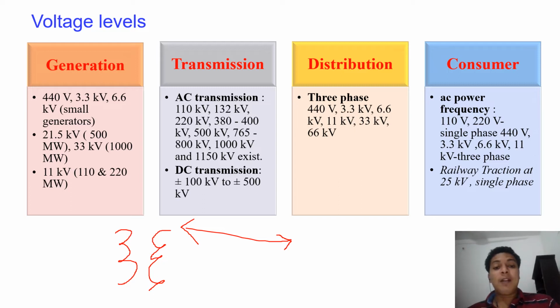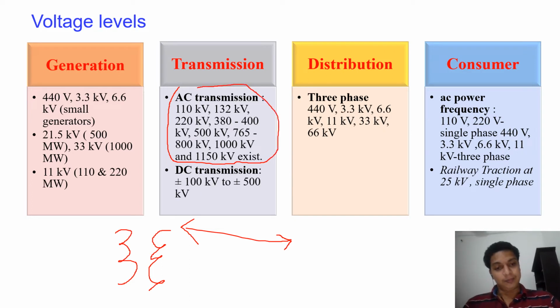So normally from conventional generators, this is what we do: 110 kV, 132 kV, 220 kV, 380 to 480. Like you already have a list of the voltage levels in India, right? So 765 kV is quite operational now, and even 1150 kV also exists.